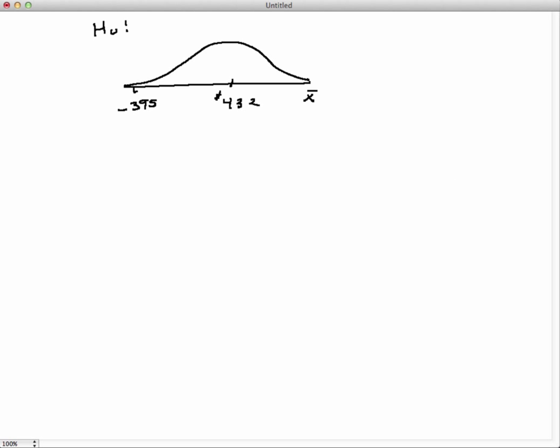And so the corresponding p-value, or the probability of seeing 395 or more extreme in the distribution of the null, is that little teeny area right there. So that's going to be our p-value right there. It's going to be a really small value.